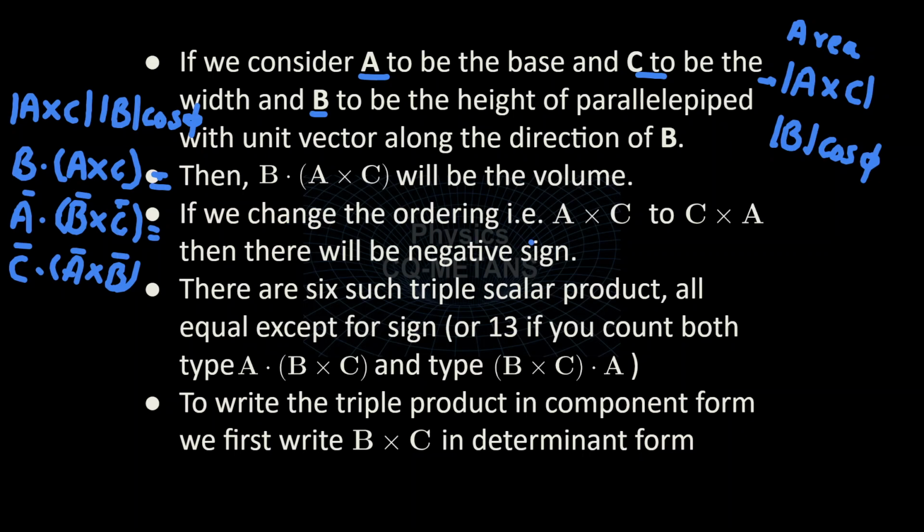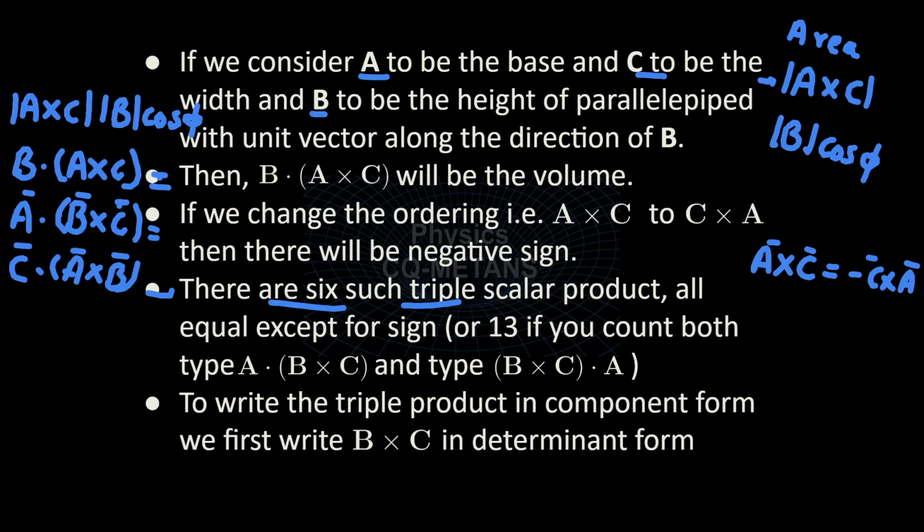Now, if we change the ordering, like in the bracket I have a cross c, if I write c cross a, then there will be a negative sign, because we know that the cross product is non-commutative. So if there is a change in ordering, then there will be a negative sign. This is important. So there are six such scalar triple products. So these are three. If I change the ordering, there will be a negative sign.